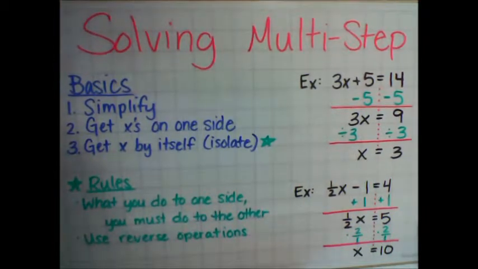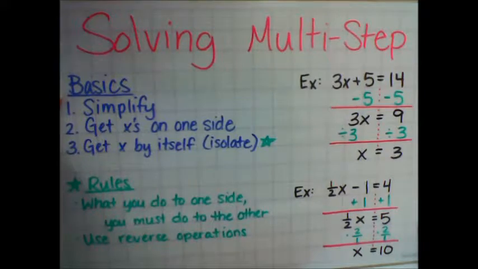There are some basics. First, simplify each side if needed. Second, get all of the x's on one side if needed. Then, get the x by itself. This is referred to as isolating the variable.